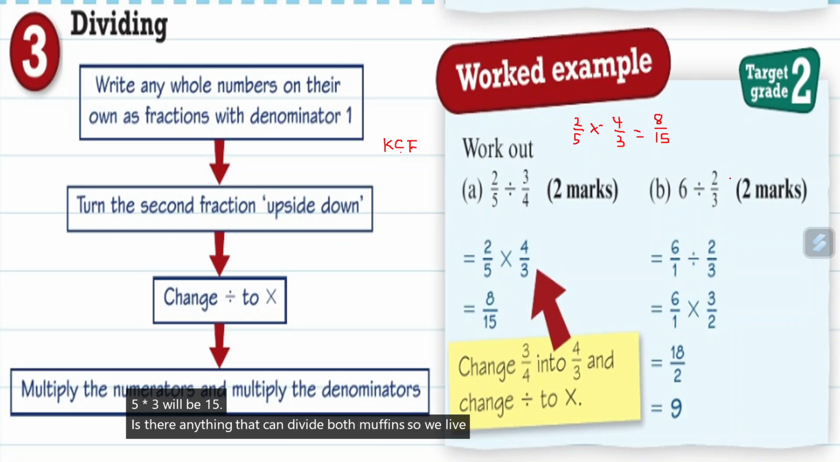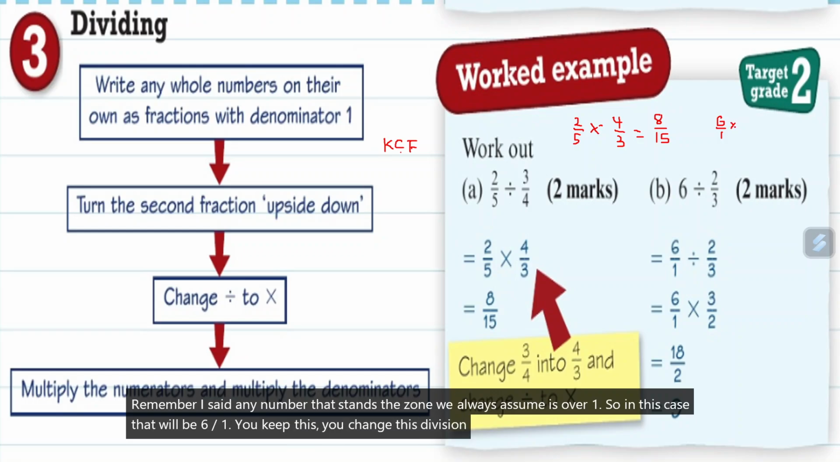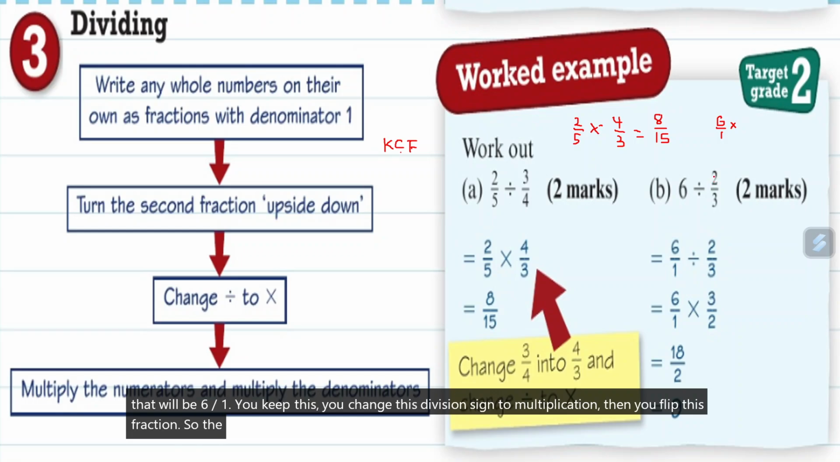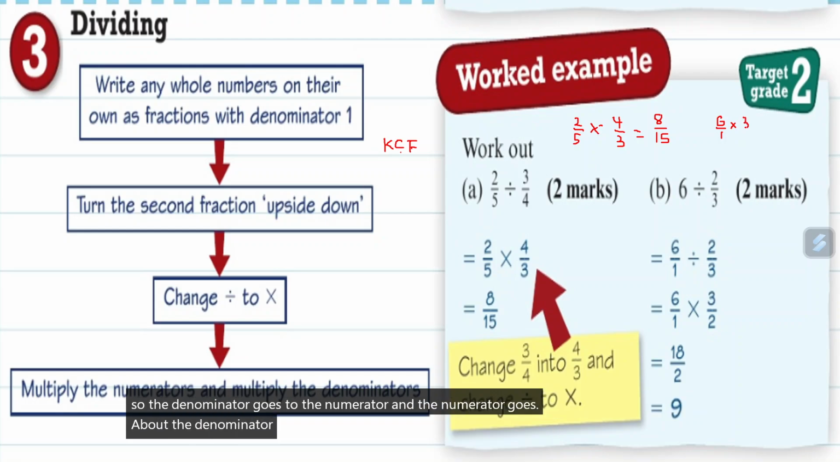Same as this, let's look at this one. Remember, I said any number that stands on its own, we always assume is over 1. So in this case, that will be 6 over 1. You keep this, you change this division sign to multiplication, then you flip this fraction. So the denominator goes to the numerator and the numerator goes back down to the denominator. So that will be 3 over 2.